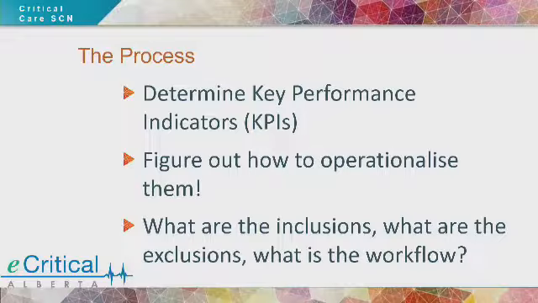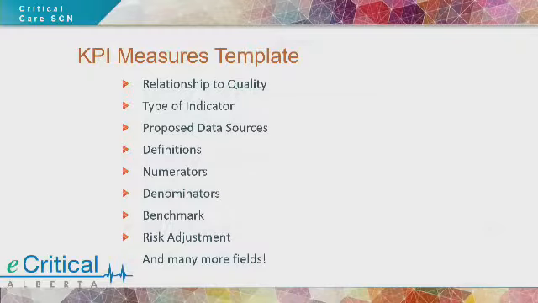The adult CCSCN group has defined KPIs, and we meet to formulate metrics around these measures. Here are three of the elements we have on our KPI template document. You can see it's a complex process. We look at data sources, definitions, numerators, denominators, and many more.